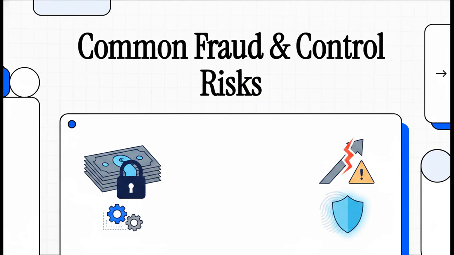So we've spent the last 6 modules really getting into the weeds, mastering the mechanics of cash and treasury management. But today, we're shifting gears to Module 07, Common Fraud and Control Risks. Honestly, you should think of this as your survival guide.